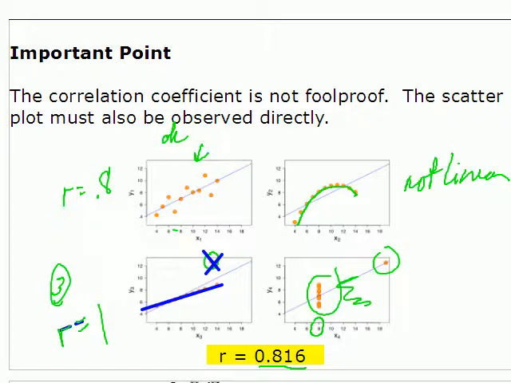So the important message here is that you need the human factor to look at the scatter plot and decide if the correlation coefficient that could be produced by a computer or calculator really makes sense.